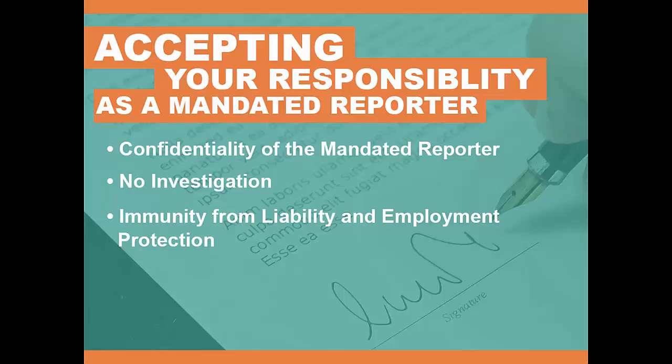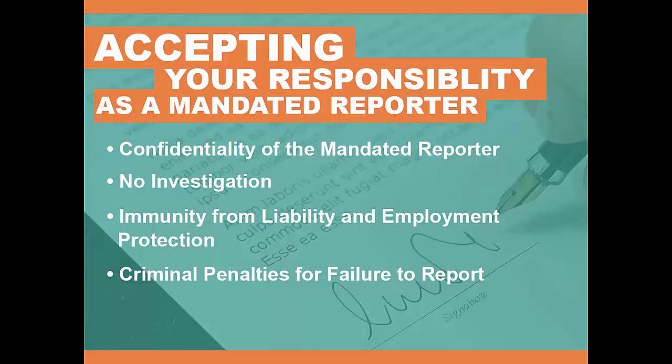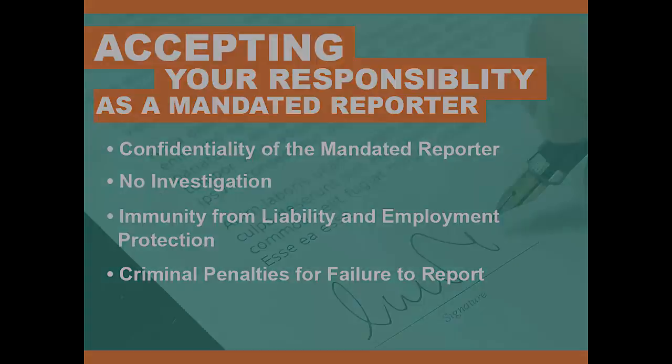Except for those who need to know, a mandated reporter should not tell others about the suspected abuse or filing of the report, or the mandated reporter could lose immunity from liability and employment protection. The Child Protective Services Law provides that when you, as a mandated reporter, willfully fail to make the required report of suspected child abuse, you commit a crime that can be charged and prosecuted by the county district attorney.